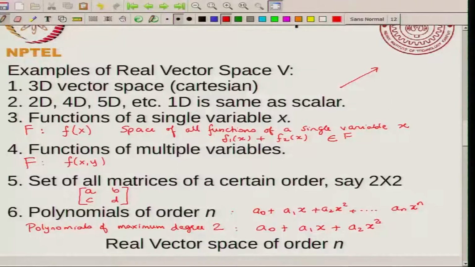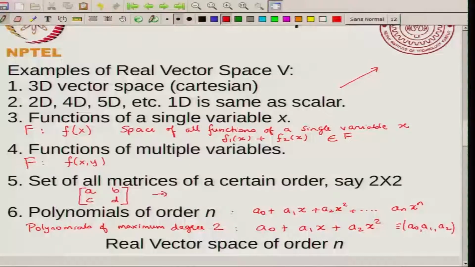Now what you see is that if I want to specify the polynomial I just need to specify a0, a1 and a2. Okay. So I can write this as a0, a1, a2. And so what you immediately realize is this is just like a 3-dimensional space because there are just 3 real numbers that you need to specify in order to specify any polynomial of maximum degree 2. So it is completely equivalent to a 3-dimensional vector space. Okay, formally there is no difference between these, and similarly this set of 2 by 2 matrices is exactly equivalent to a 4-dimensional real vector space.